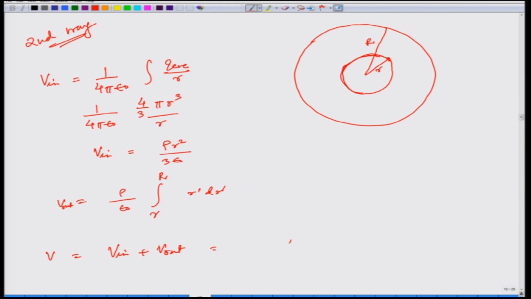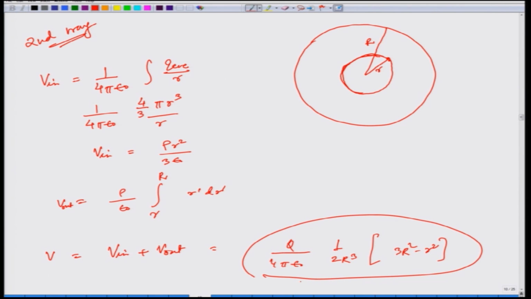We will get the same expression, that is Q by 4 pi epsilon naught 1 by 2 R cube, 3 R square minus R square. Same answer. So it's a way of thinking. Calculating potential at this point is equivalent to calculating the potential due to the inner sphere plus the potential due to the spherical shell at that point. And after everything, I will add it up, and it's as simple as this.